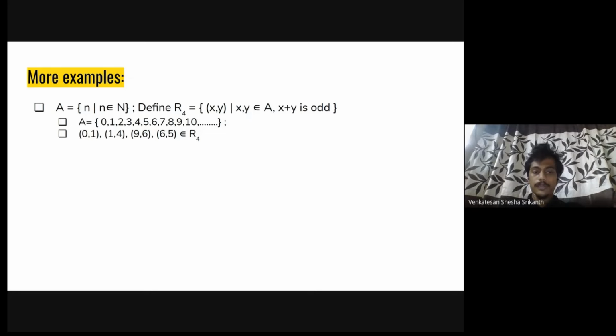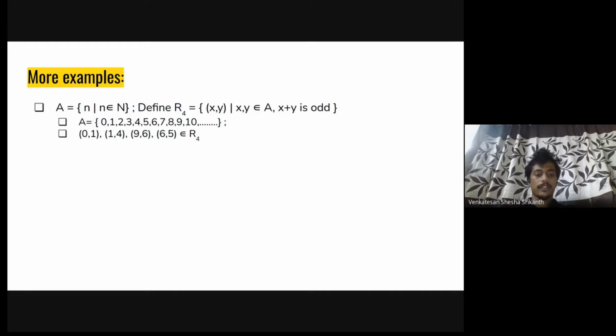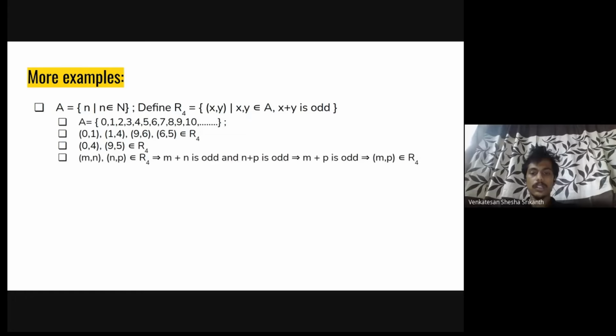If you see here, (0, 1) and (1, 4) look like a pair of elements of the form (x, y) and (y, z). With respect to these two pairs, my third element (0, 4) should be in my R4. Similarly, (9, 6) and (6, 5) would require (9, 5) to be in my R4. I would conclude that if (m, n) and (n, p) belong to R4, then m plus n is odd and n plus p is odd, which implies m plus p is odd, so (m, p) belongs to R4.